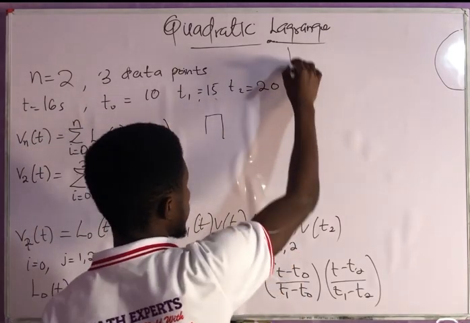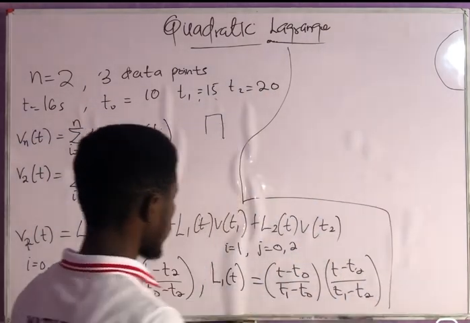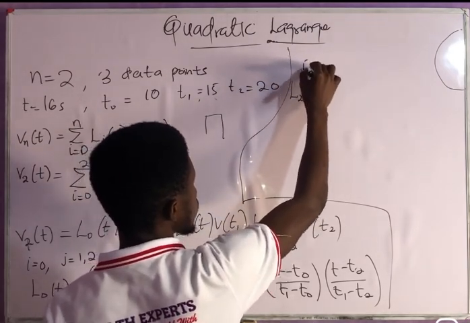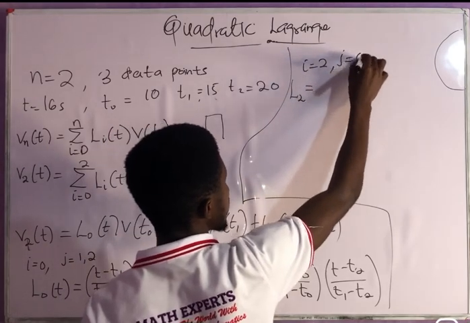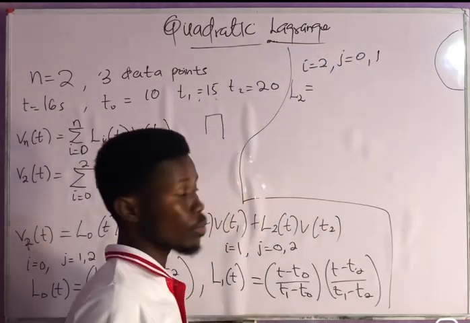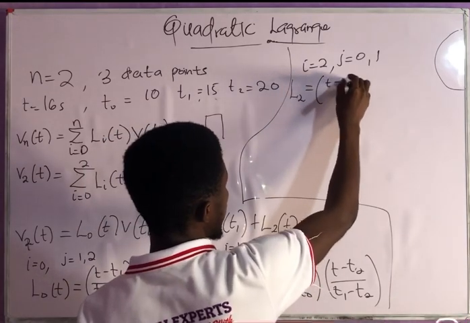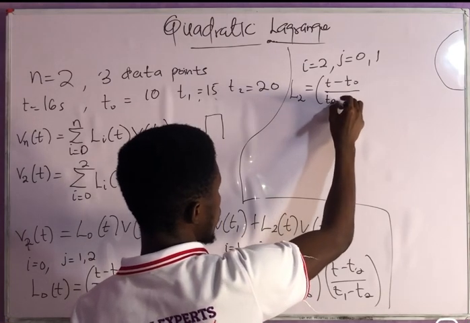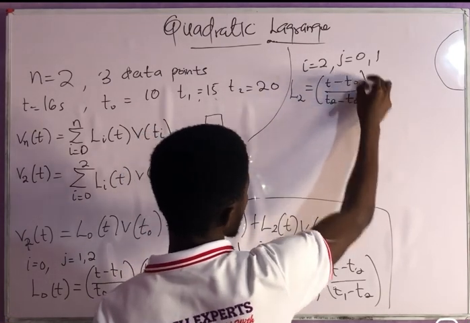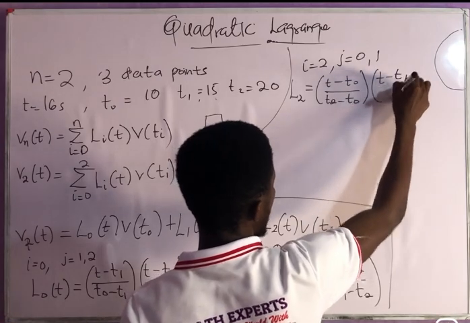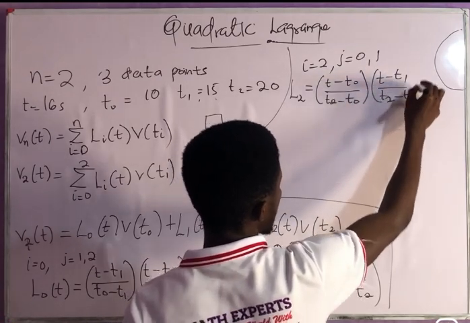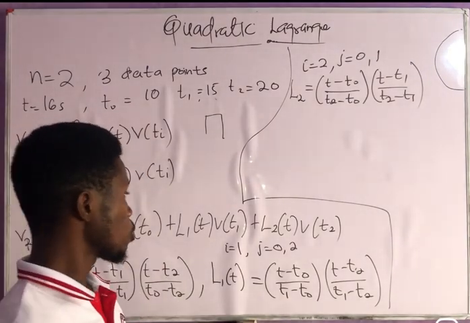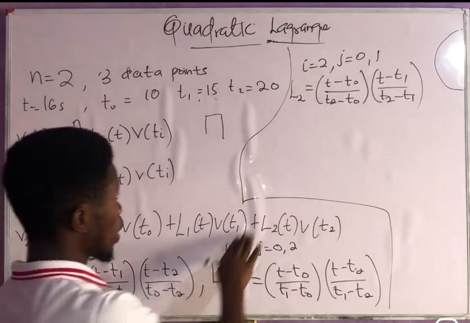Now what do we have left? We have L2. That is when i is equal to 2, meaning that our j will be either 0 or 1. So I have t minus t0 over t2 minus t0, multiplying t minus t1 over t2 minus t1. This is what we have. Is that alright? Okay. So now we have our L0, L1, and L2.